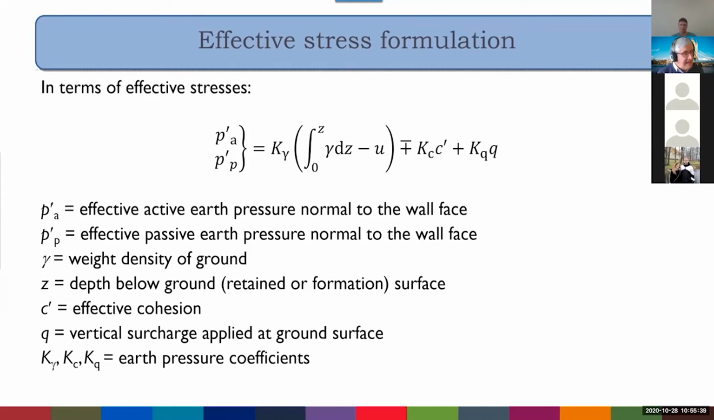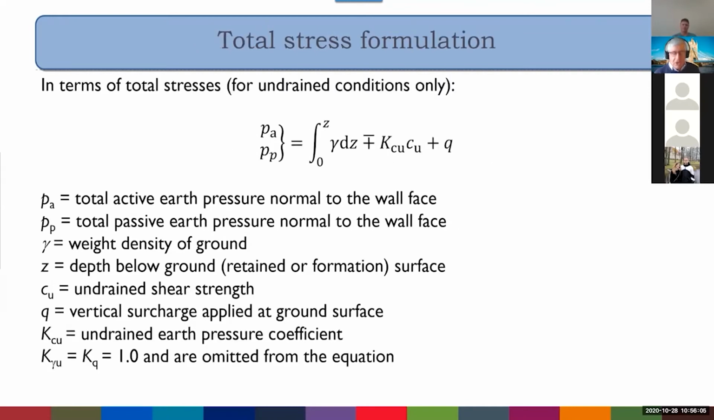Now, K gamma and Kq for vertical walls are equal. So you often call that K, Ka or Kp. But from a theoretical point of view, if you've got an inclined wall, which you would for a gravity wall, they are numerically different. And I'll cover that in the next few slides. So this is the fundamental equation giving us earth pressures on both sides of a retaining wall. So that's in terms of effective stresses.